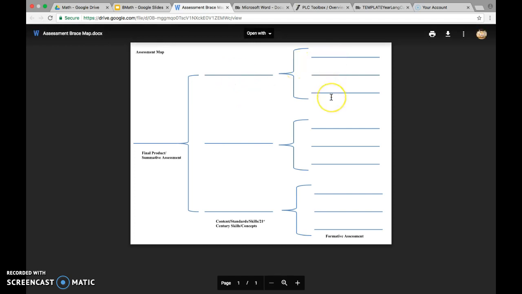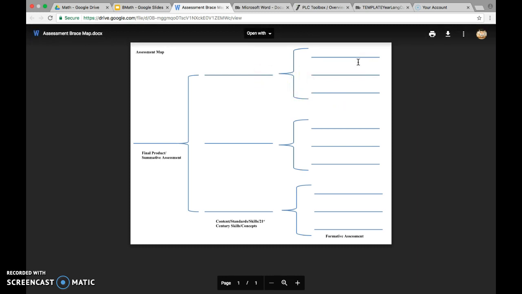And then these lines would coincide with those smaller common formative assessments that you would give to see if kids specifically can graph an equation. These could be a ticket out the door. This could be solving certain equations.